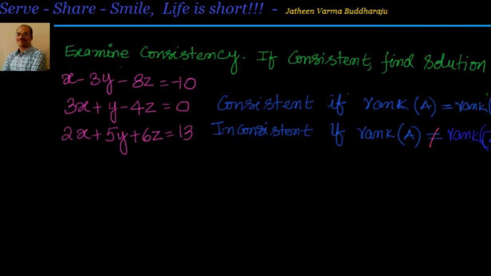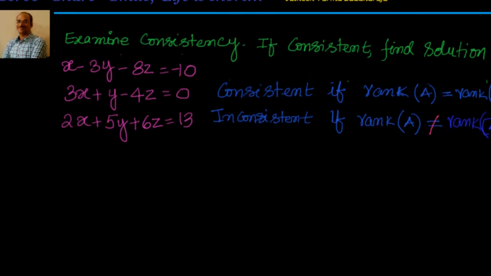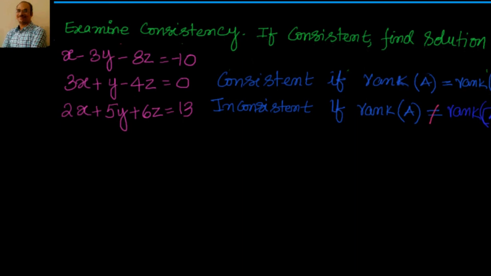If rank of A is equal to rank of the augmented matrix and it is less than 3, then they have infinite solutions, as we have discussed in the last sessions. So let's go ahead and look at this example. Seems to be interesting. Let's move.